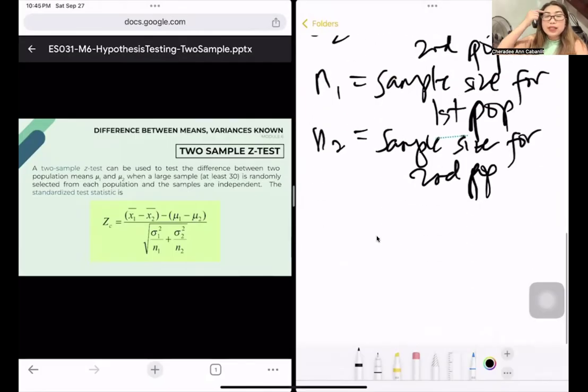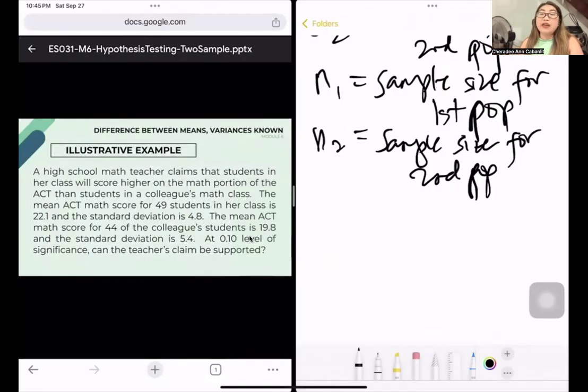So basically, those are just the differences. The one sample z is x bar minus mu over sigma over square root of n. So in here, under the square root now are the variances, the sum of the quotients of each variance over its sample size. Anyways, those are just terms. What's important is you know what to put in the computed z.